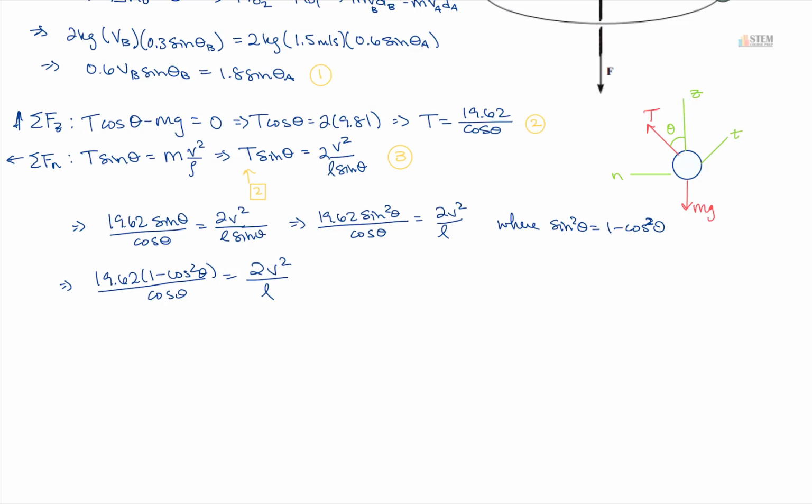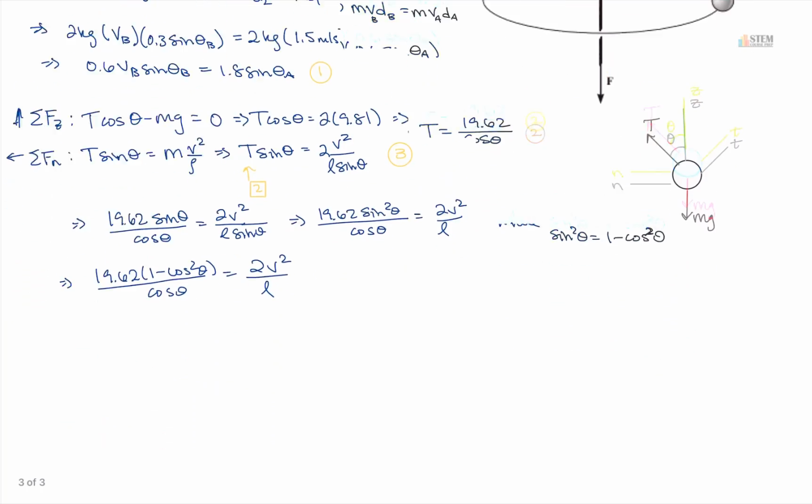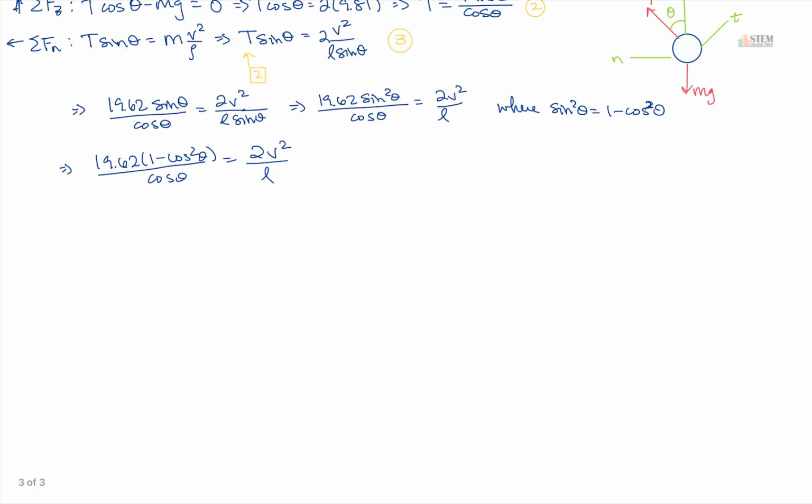Now, essentially what we need to do is get rid of some of these values so I can solve for an angle. If we look back at what we're given for path A, I have the velocity, it's 1.5. I also know the length, L, 600 millimeters. So I can get my angle theta A using that velocity and that length. So let's plug those values in for path A and see what we get for theta.